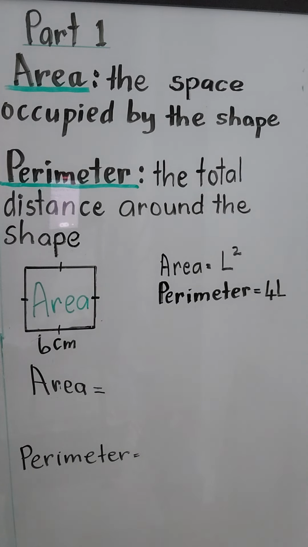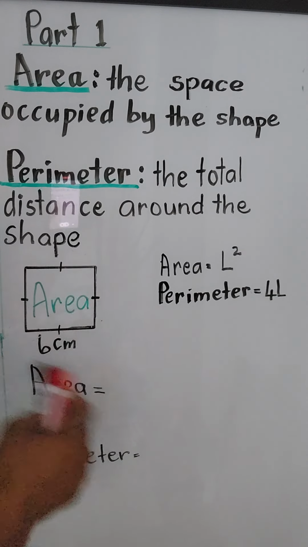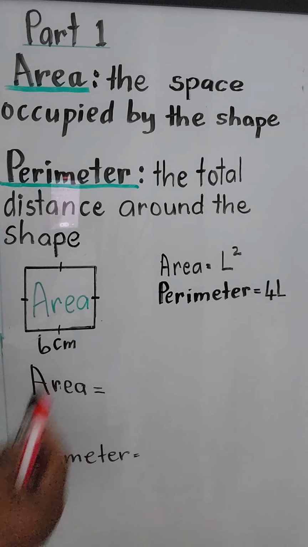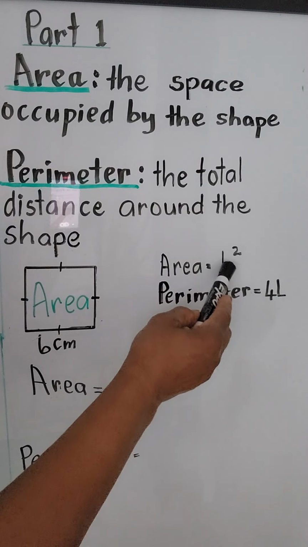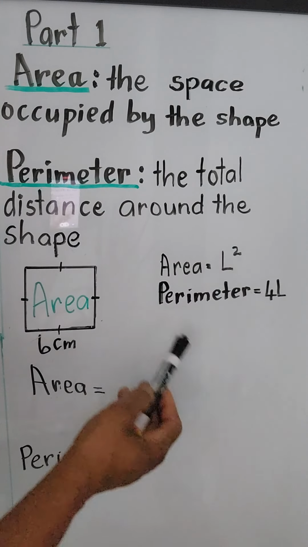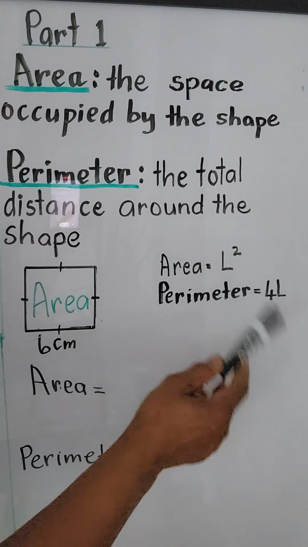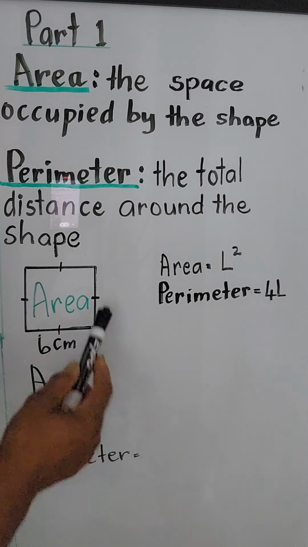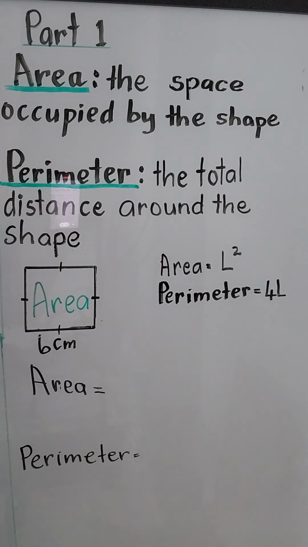A square has 4 equal sides, so if the length is 6, that means all 4 sides are equal to 6. To find the area of a square, we square the length, or we multiply the length by the length. The perimeter is 4 times the length. That means we multiply the length by 4, or we could just add length plus length plus length plus length. So let's go ahead and find the area.